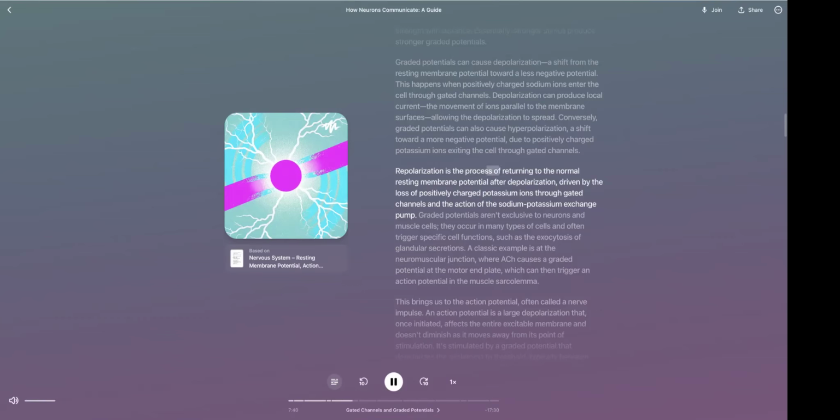Repolarization is the process of returning to the normal resting membrane potential after depolarization, driven by the loss of positively charged potassium ions through gated channels and the action of the sodium-potassium exchange pump. Graded potentials aren't exclusive to neurons and muscle cells. They occur in many types of cells and often trigger specific cell functions, such as the exocytosis of glandular secretions. A classic example is at the neuromuscular junction, where ACh causes a graded potential at the motor end plate, which can then trigger an action potential in the muscle sarcolemma.